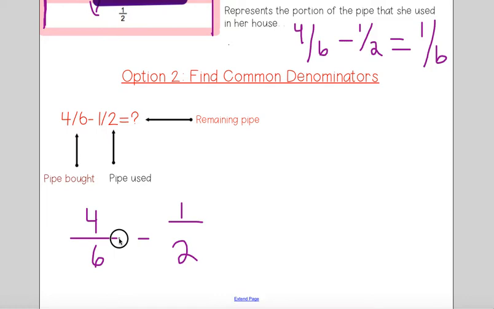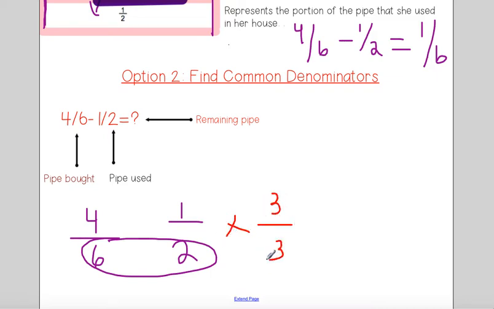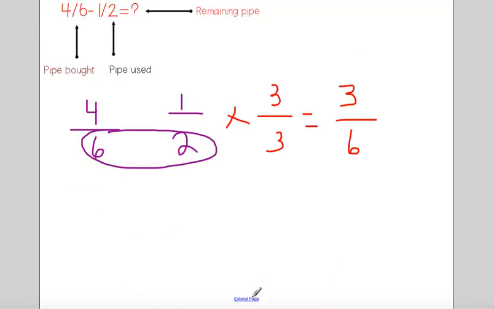When I'm looking at this, I can solve this by noticing a pattern that 2 times 3 would give me 6, and that's the denominator that I have over here. So I'm going to turn 1/2 and say that 3 over 3 will give me an equivalent fraction to 1/2 and also a denominator of 6 in the bottom. So 3 times 1 is 3. 3 times 2 is 6. I know that 1/2 is equal to 3/6, and it also has the same denominator as 4/6.